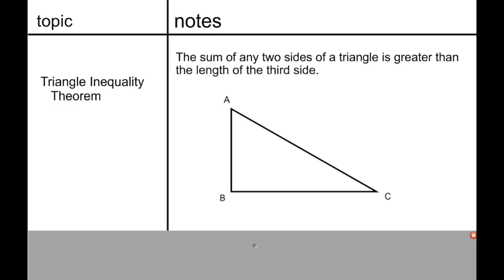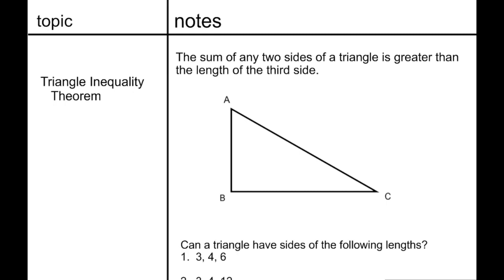Let's talk about the triangle inequality theorem. What the triangle inequality theorem says is that the sum of any two sides of a triangle has to be greater than the third side, the biggest side. So the easy way to tell if it can be a triangle is just take your two smallest sides, add them together. Are those bigger than our longest side? So let's do some examples.